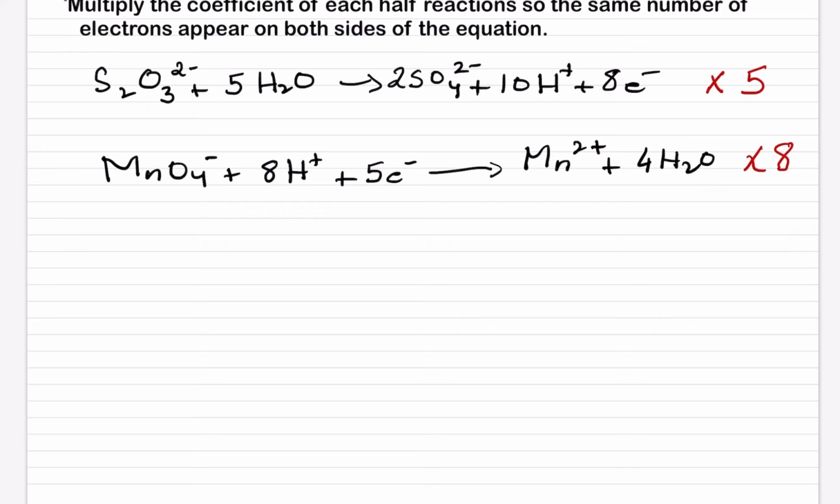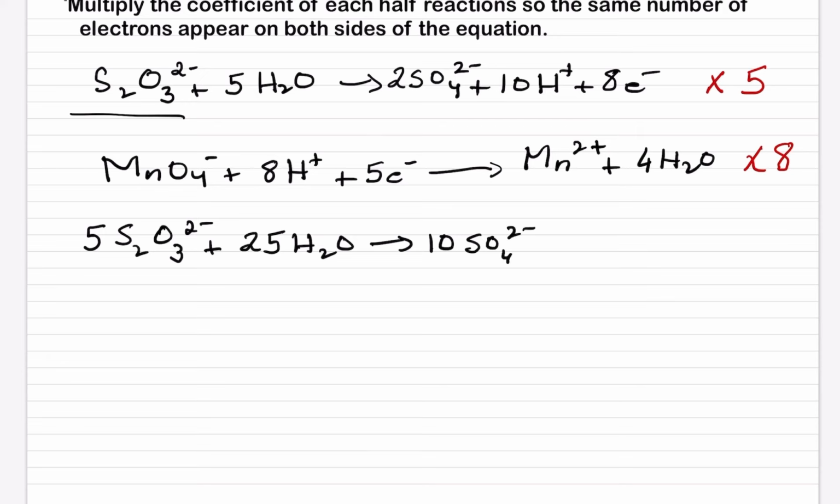So let's write down the final equation. 5 multiplied by this equation will be 5 S2O3 2- + 5 5s are 25 H2O will yield, here it is 2SO4, so 5 2s are 10 SO4 2- + 10 5s are 50 H+, and finally 5 8s are 40 electrons. So we have 40 electrons.